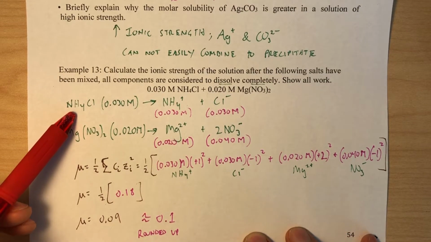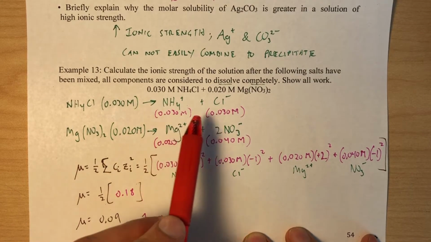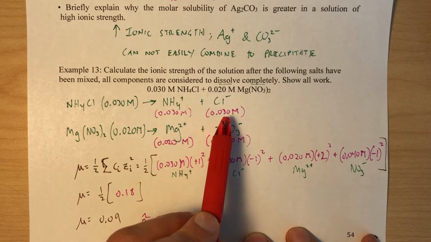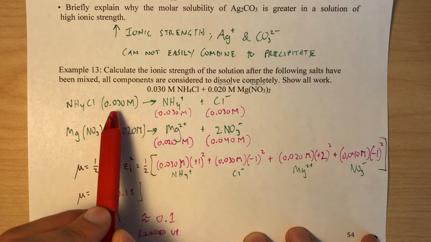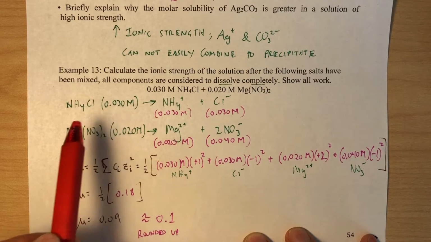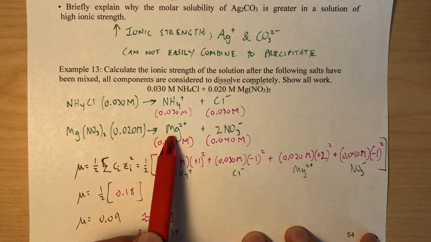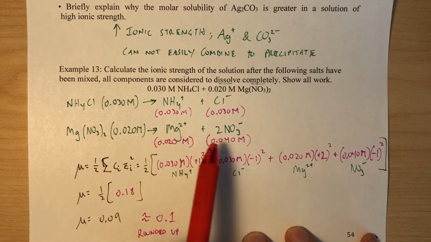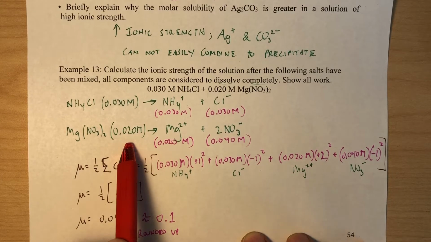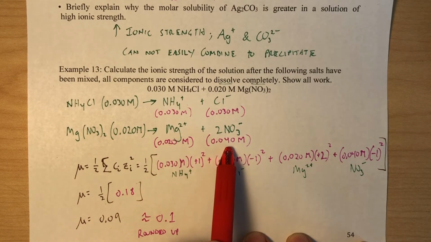So NH4Cl breaks apart to form 1 equivalent of NH4+ and 1 equivalent of Cl-. So each of these 2 components ends up having the same concentration as the original 0.030. However, magnesium nitrate dissociates to form 1 equivalent of magnesium and 2 equivalents of nitrate. So if we start with 0.020 molar, that is the concentration of our magnesium ion solution, but we have twice the amount of nitrate in solution.